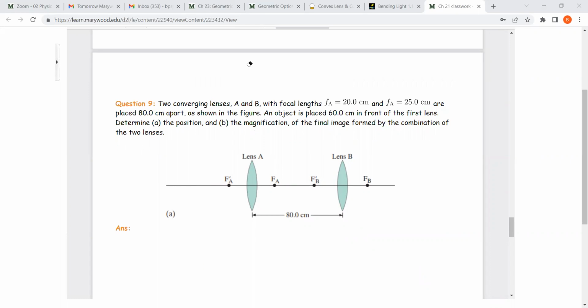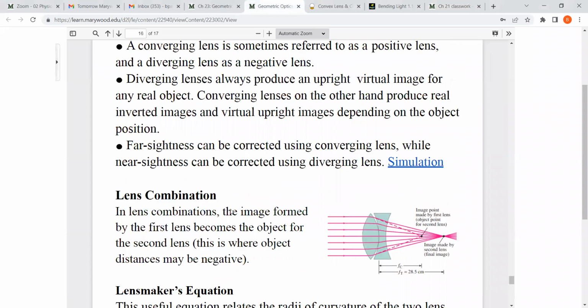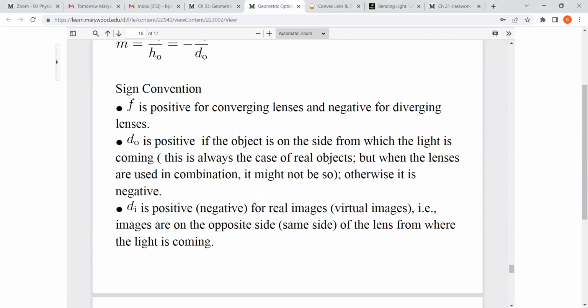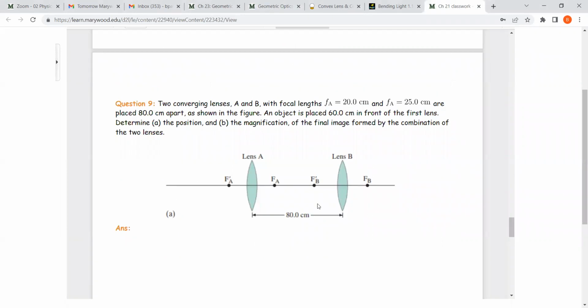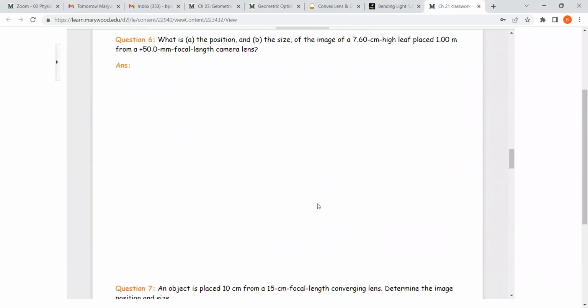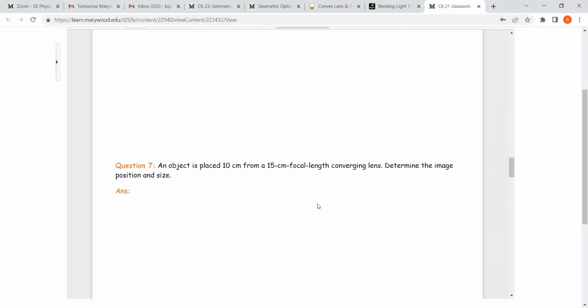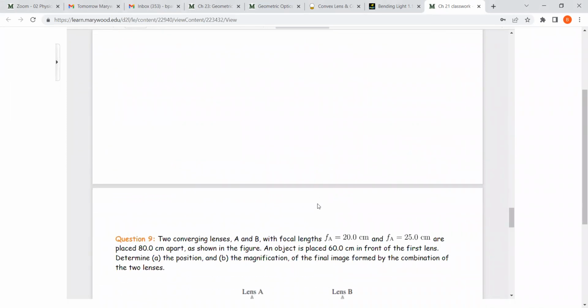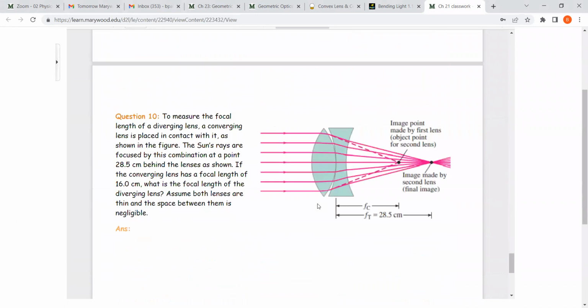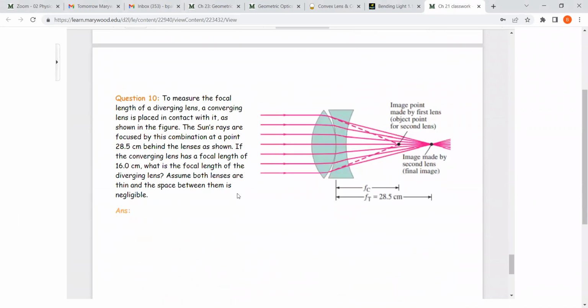All right, so that's basically all about the concept. Please go through this. In the next class we will be solving these problems: problems 5, 6, 7, 8, and 9. Number 10 is not for you. It's a little bit complicated problem.